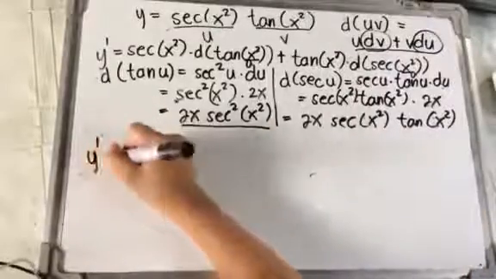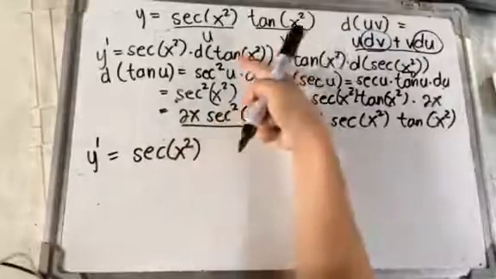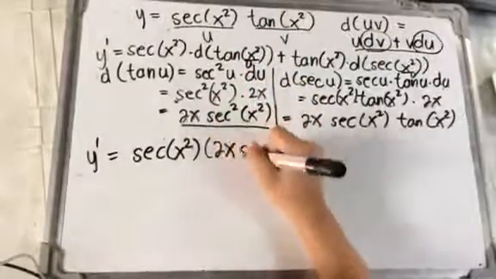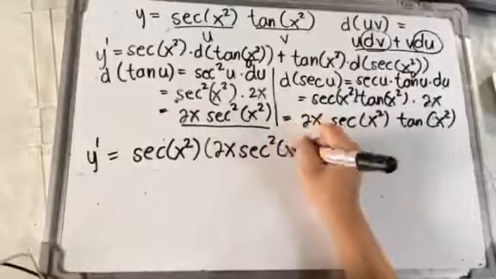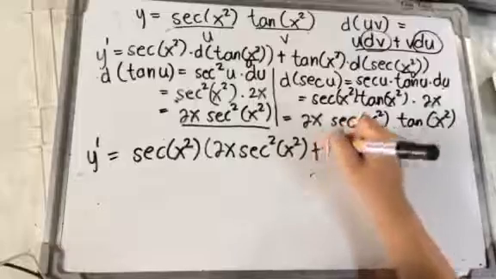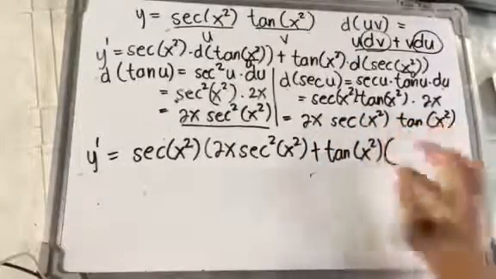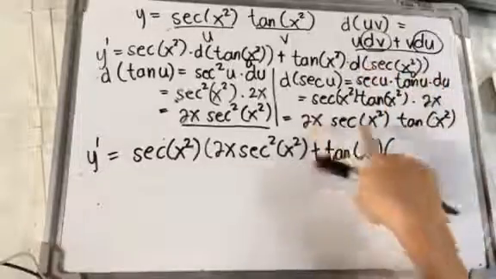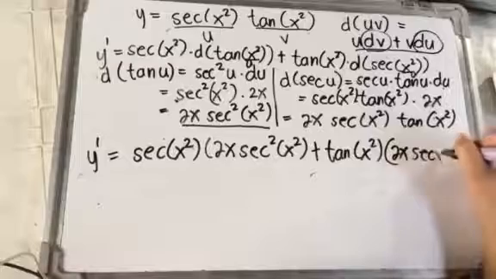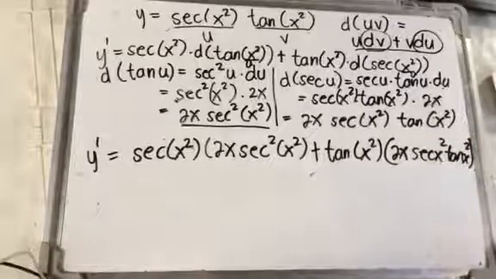So, y prime is equal to secant x squared, and then yung derivative ng tangent, yung nakuha natin kanina, so do not forget the grouping symbol, 2x secant squared x squared, plus tangent x squared, and then times yung derivative ng secant u, yung ating result kanina. So, 2x secant x squared tangent x squared.